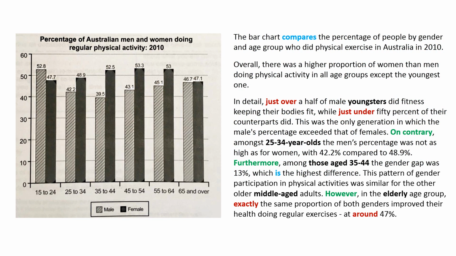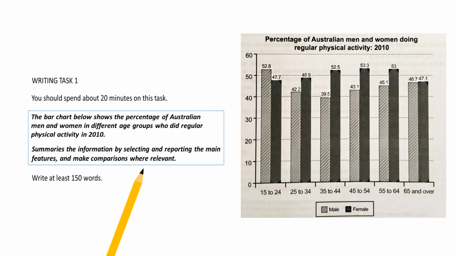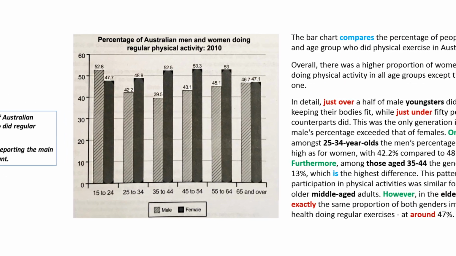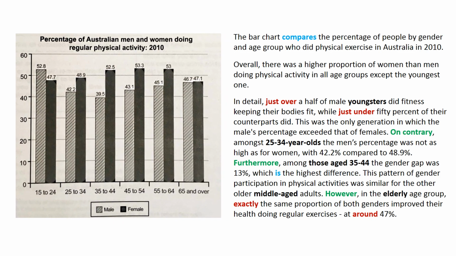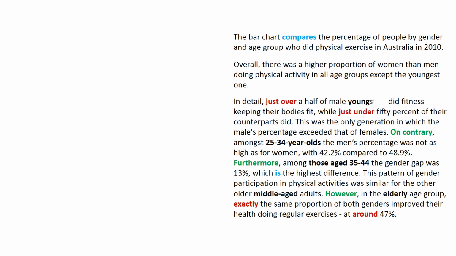Why didn't I give details for the older middle-aged adults? If we look at the instructions, it says, summarize the information by selecting and reporting the main features. So, the percentages for the older middle-aged adults are not the main features. There is some useful vocabulary to tell the age groups in a different way.